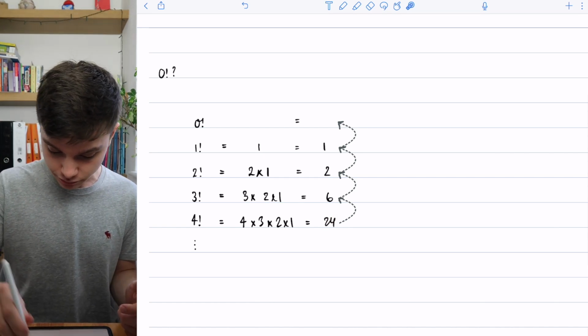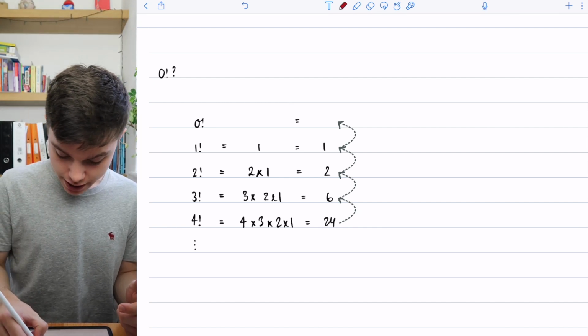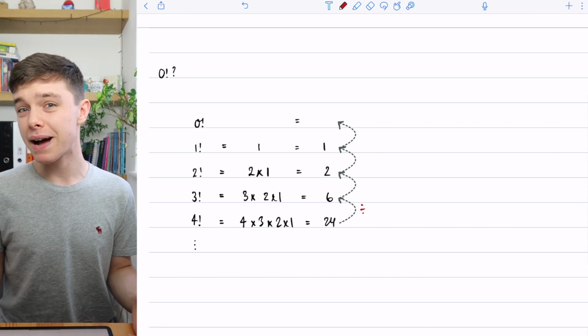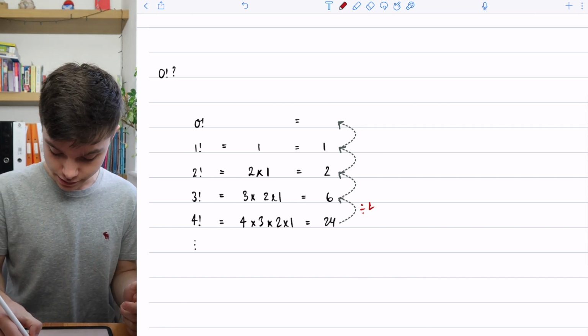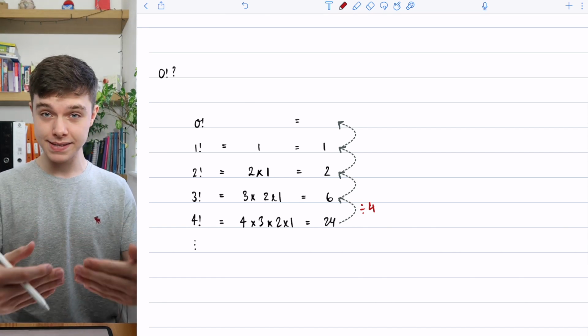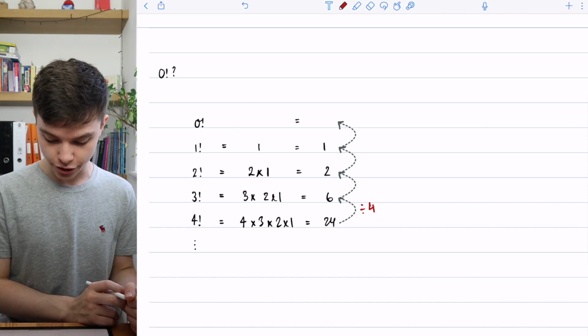Well, if we think about it, we can divide, and I'm going to do it in red, by 4. 24 divided by 4 is 6. So if we divide by 4 there, we will get 6. So that's what we can divide by to go from 4 factorial to 3 factorial.